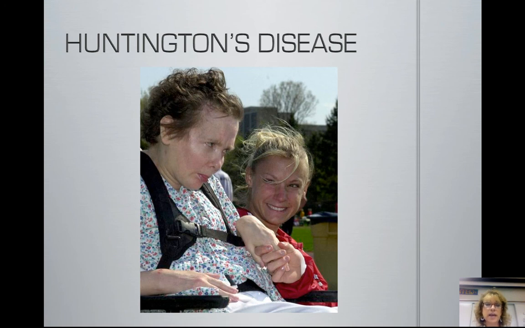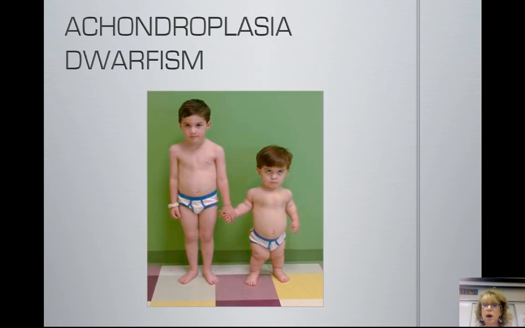There is a genetic test, and they can be tested to know if they have it. And one of the reasons that they may want to have that test is because if they do have Huntington's disease, they may not want to have children, so they don't pass it on to them. Achondroplasia dwarfism is the most common type of dwarfism. 99.99% of the human population are homozygous recessive. This is caused by a dominant allele.